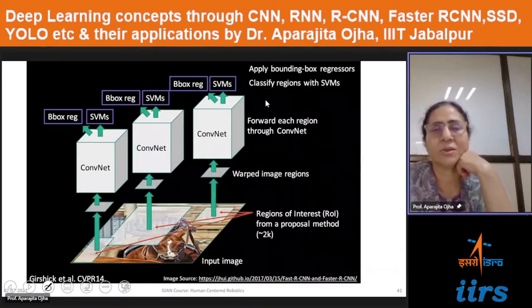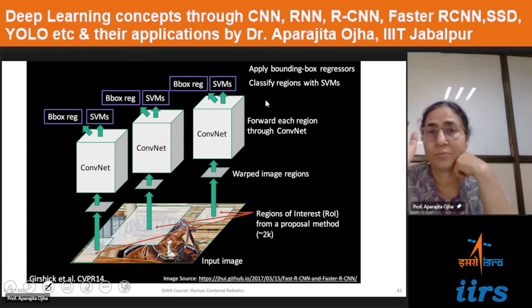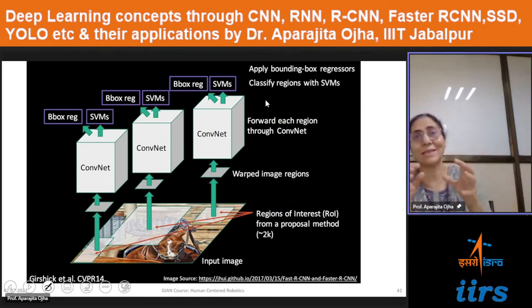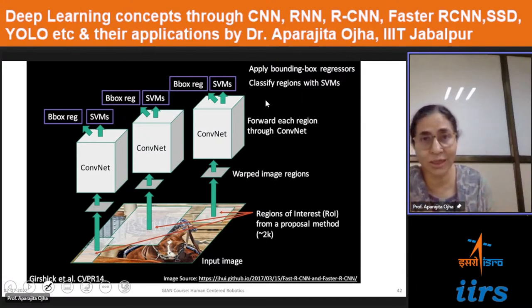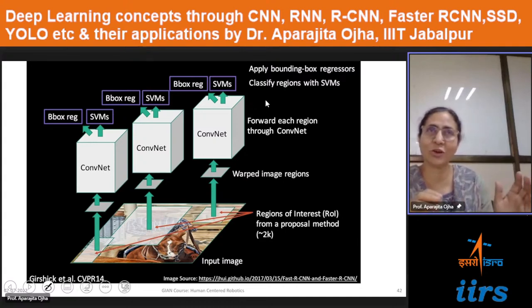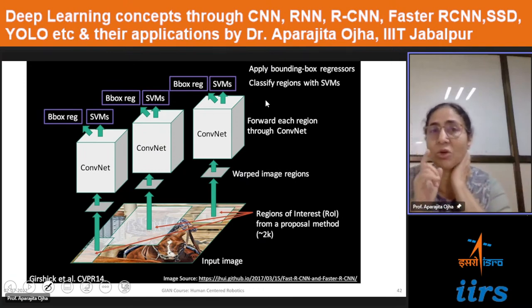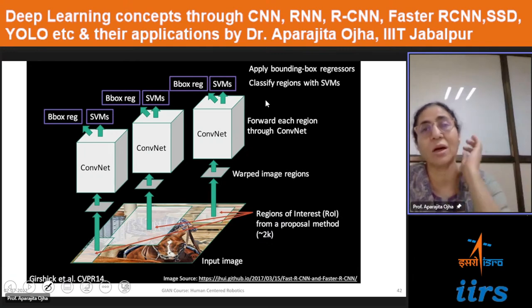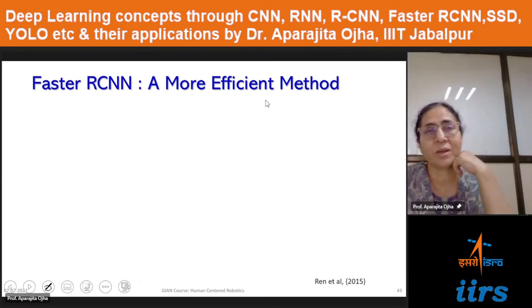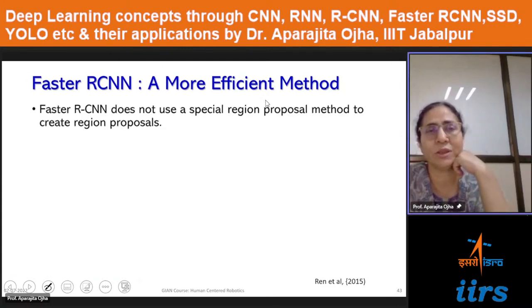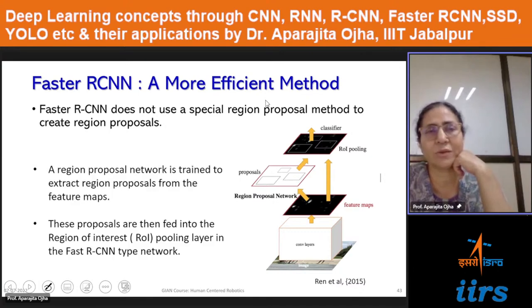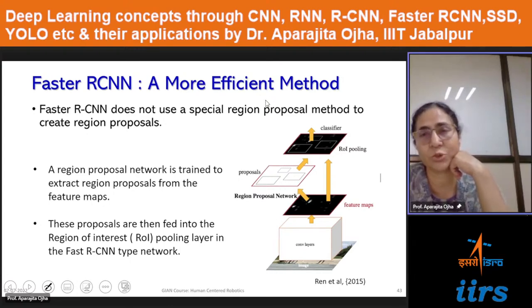Okay. So you can see that because there were 2000 region proposals, there were 2000 instances of the convolutional neural network, and for each there are 5 categories of objects, so there will be 5 SVMs. Well, SVM is not that compute intensive, but these ConvNets are compute intensive. To overcome this issue, Faster R-CNN, a more efficient method, was introduced, which is still considered one of the best methods, and is a two-stage method.